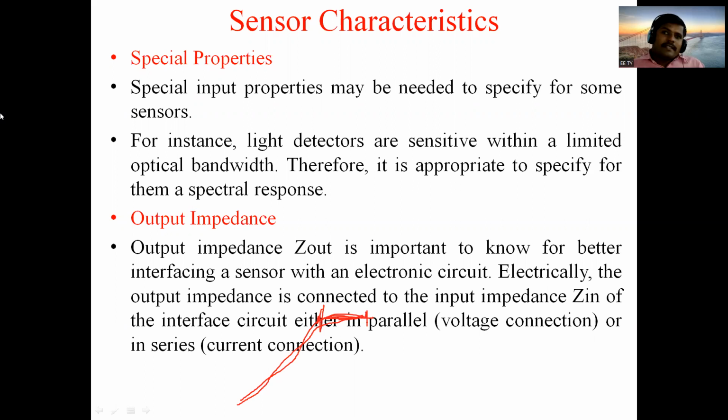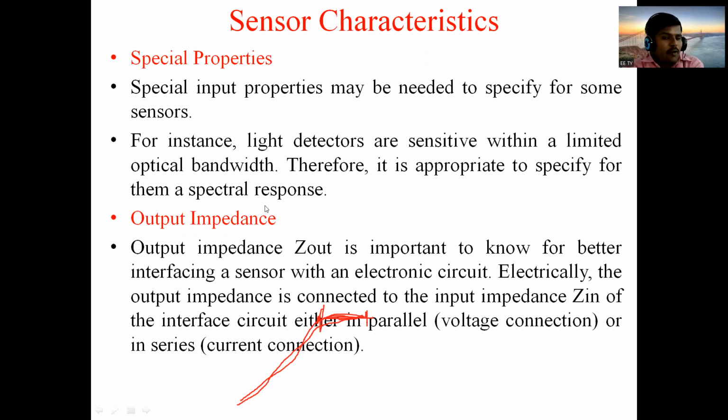This characteristic, output impedance, is important to understand because we want to interface that sensor to electronic circuitry. While interfacing, you should know the impedance of the sensor output, because we want to interface that sensor output with other interfacing circuitry to produce a specific output. So it is necessary to understand the output impedance of the sensor.